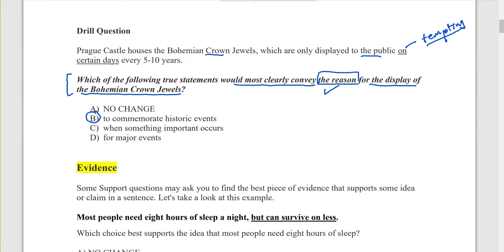So let us read it this way. Bragg Castle houses, as a verb, the Bohemian crown jewels, which are only displayed to the public on certain days every 5 to 10 years. So what is the reason? To commemorate historic events. And commemorate means what? Show respect for something or someone. You got the point, right? So in that case, we'll go for B.